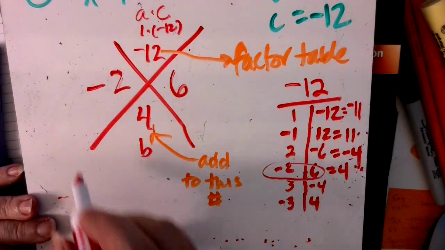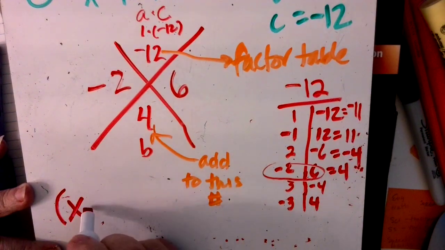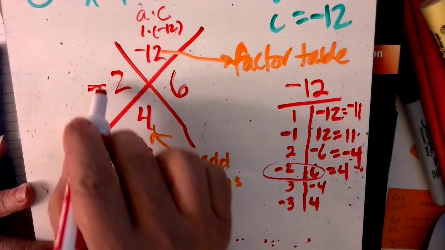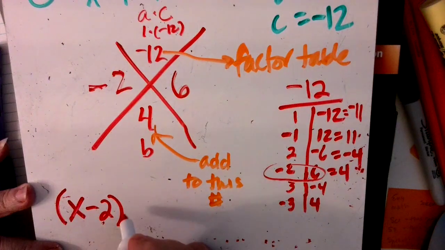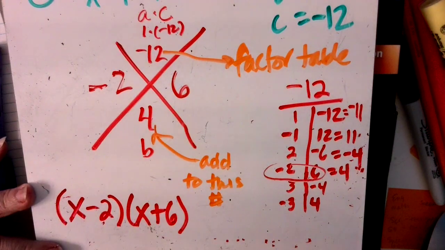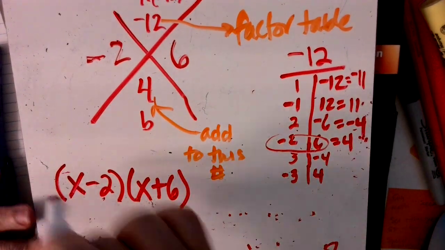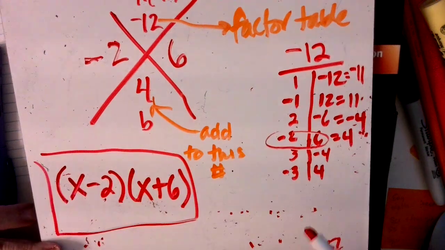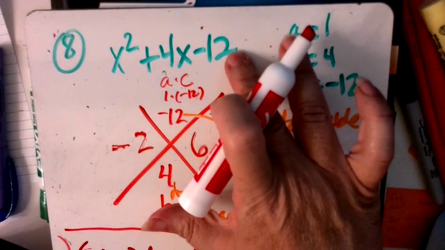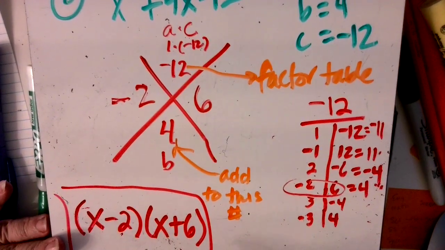Then I'm just going to take those and write them as two binomials. So x minus 2. If it's a minus, just put it like this: x minus 2 and x plus 6. And again, you can check yourself. I'm not going to do it this time. So this would be your answer. This is this trinomial factored. These are the factors of that trinomial.